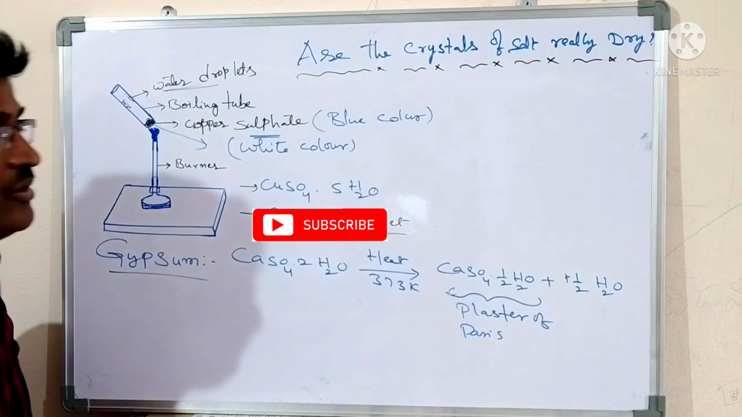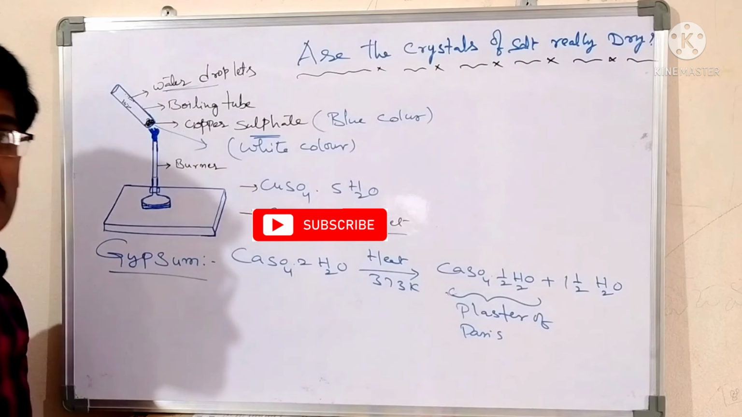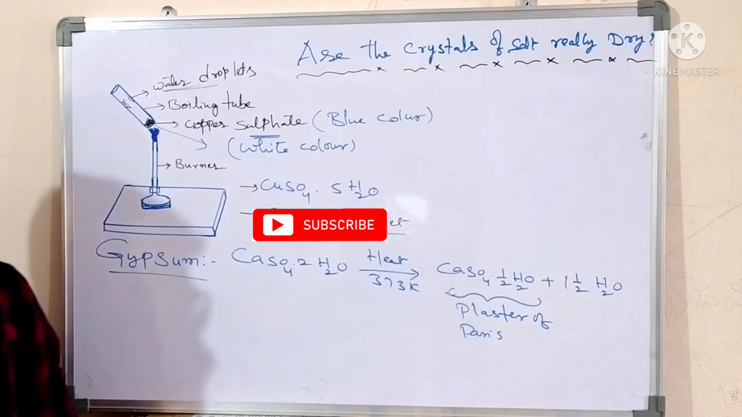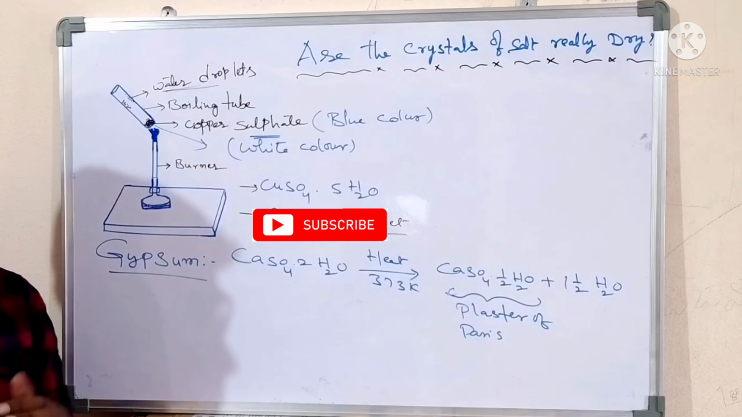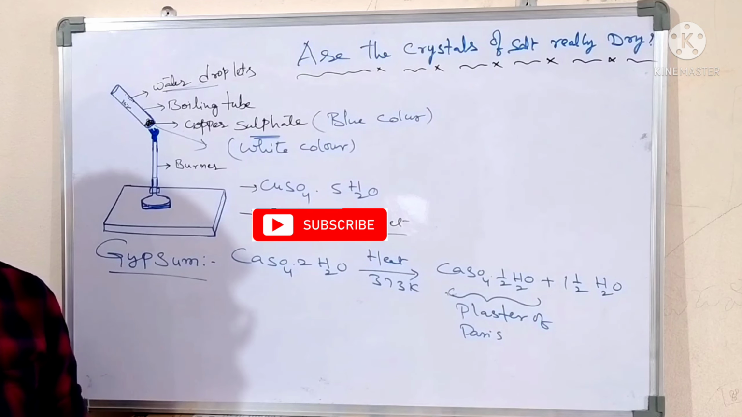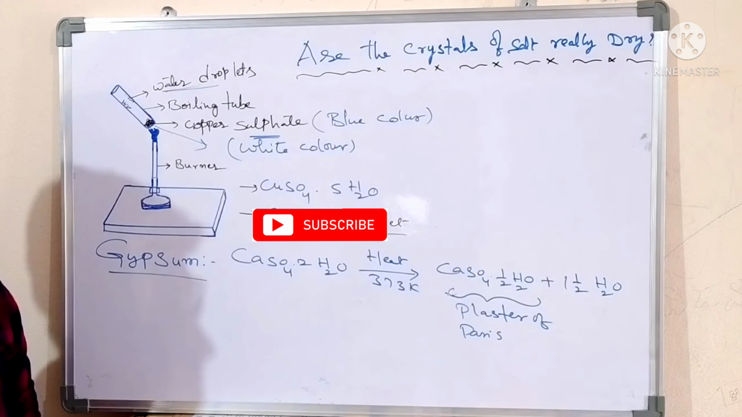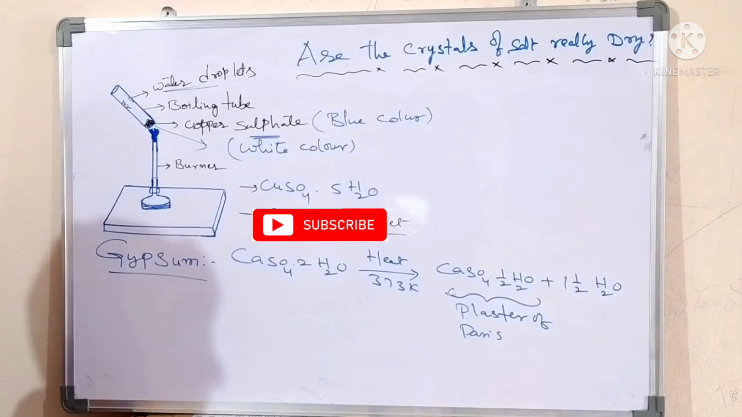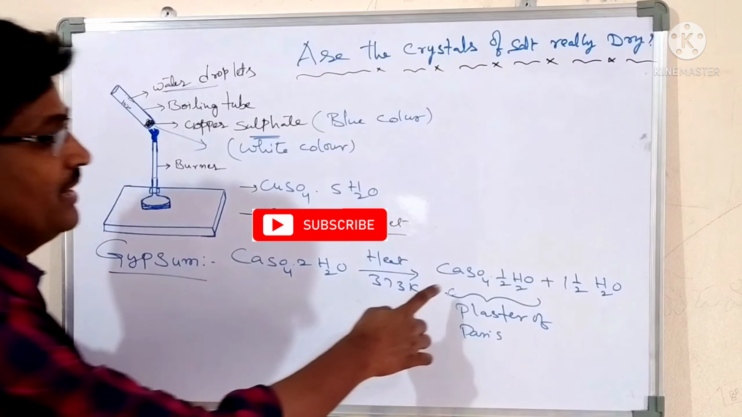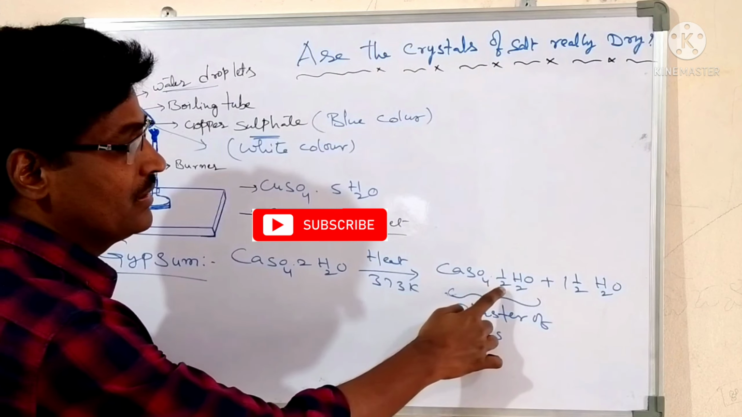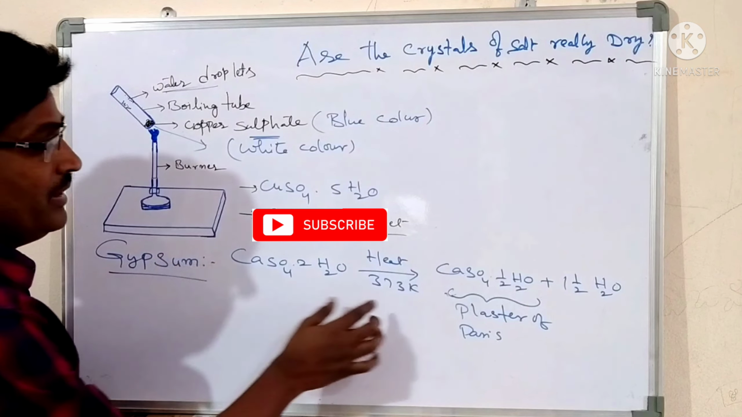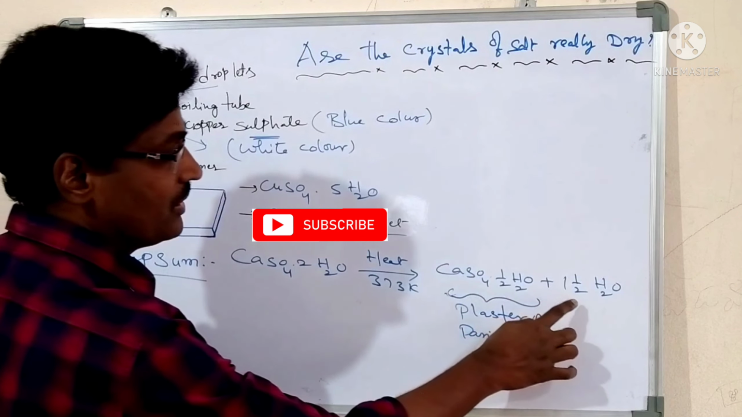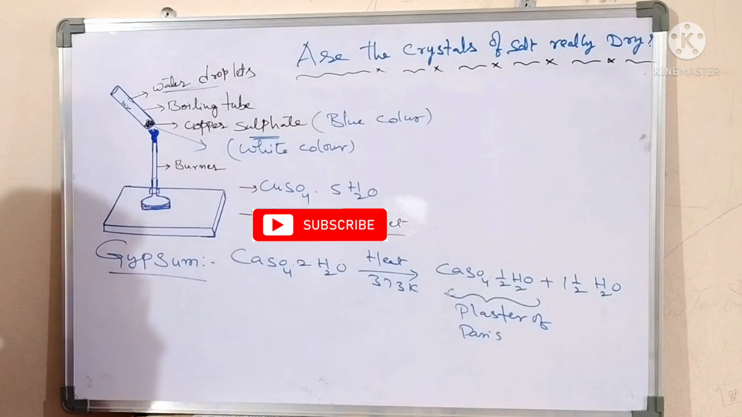Where do we use plaster of Paris? Doctors use plaster of Paris for any fracture of the bone to set it in its original position. They will apply plaster of Paris. Also we can use plaster of Paris in the preparation of idols of Ganesh, and to smooth surfaces. Now see the formula of plaster of Paris: calcium sulfate hemihydrate, CaSO4.1/2 H2O. When gypsum is heated, it gives plaster of Paris and water.